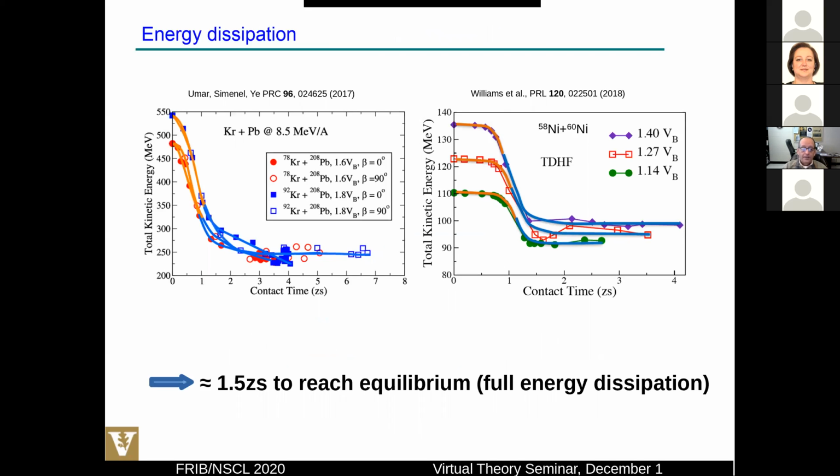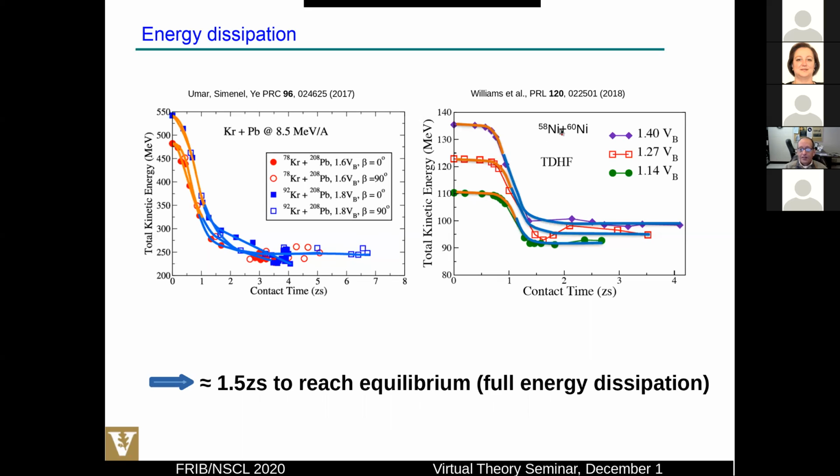And how about TKE equilibration? This is translational kinetic energy. So here we have 2 different systems. Again, we have our krypton on lead. Now, krypton is deformed, so you can also have 2 different orientations.